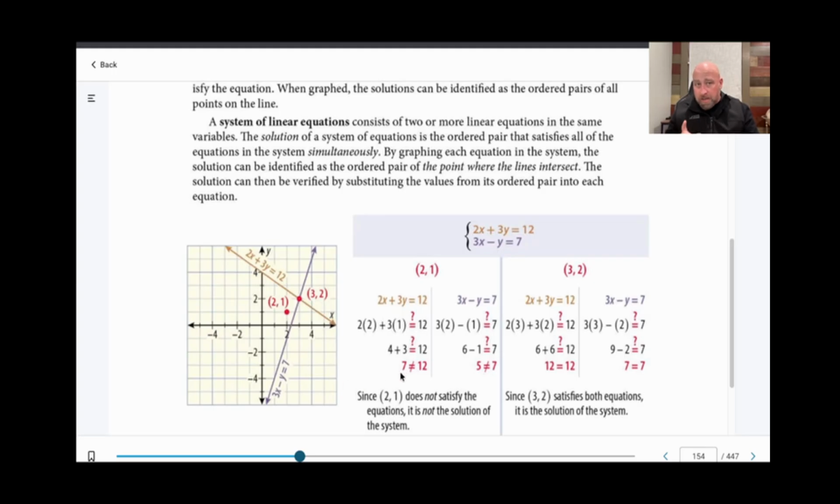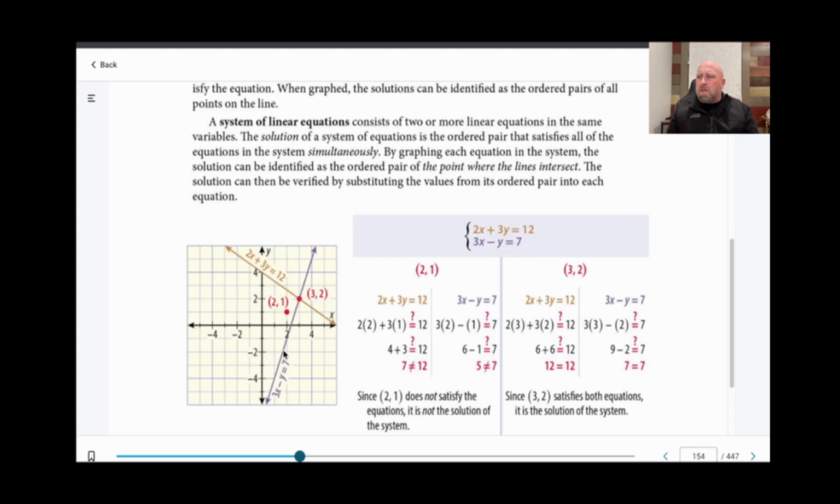Another way of doing that is to actually plug these 2 points into both of these equations. And if they work, and they have to work in both. For example, you could take a point on this purple line, any point, and you could plug it into the purple equation and it would work. But when you plugged it into the yellow equation, it would not work unless it's the solution, unless it's where they cross. Does that make sense?